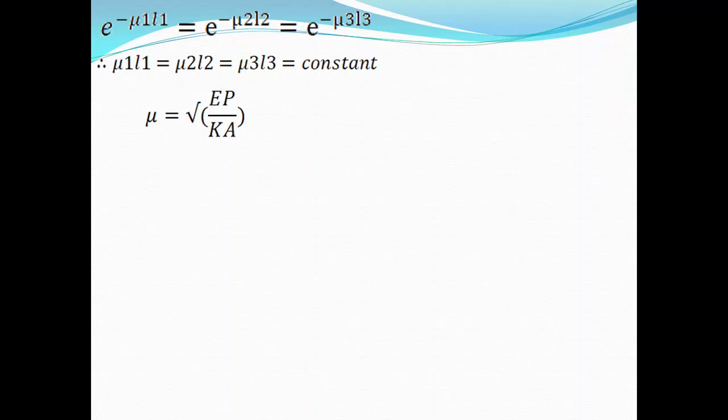P, the perimeter of the rod: we have made the dimensions of all rods equal, therefore their perimeter is also the same for all rods. And A, the area of cross section of all rods, is also the same, made similar. Therefore, what is the different value? K is different for different materials for all rods. And therefore, we can write mu1 is equal to under root EP upon K1A, mu2 is equal to under root EP upon K2A, mu3 is equal to under root EP upon K3A, and so on.